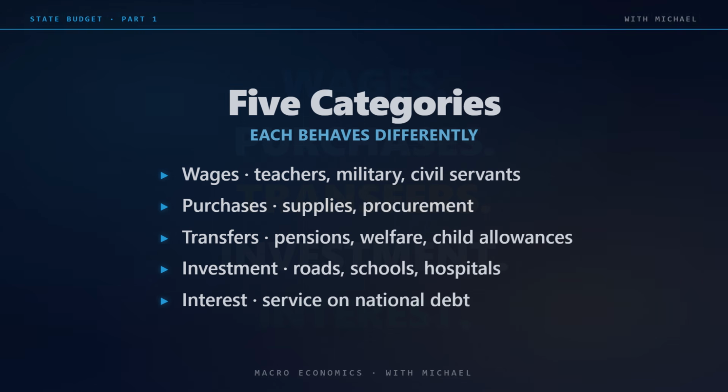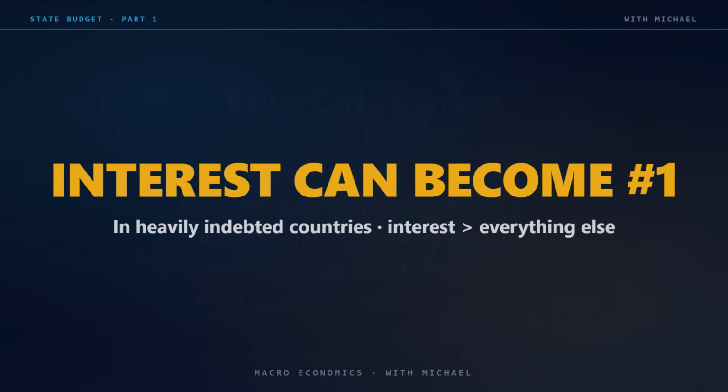Transfer payments do not represent new production. They are simply redistribution of existing income. The fourth category is investment, building new highways, new schools, new hospitals, new infrastructure. This expands the country's productive capacity. The fifth category is interest payments on the national debt. As debt accumulates, the interest cost grows, and in some heavily indebted countries, interest payments can become the single largest line item in the budget.